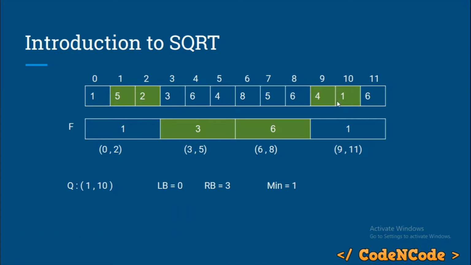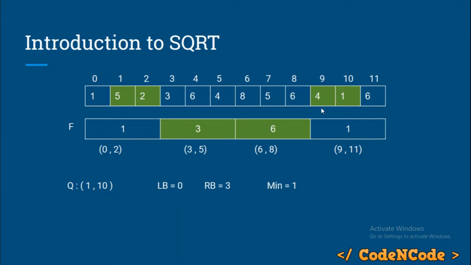we know the left block and the right block we are traversing linearly. So traversing linearly, two blocks would take 2 into square root of n time. Now the remaining blocks can be at max square root of n, because there are only square root of n blocks. So at max the query would be answered in 3 into square root of n time, which is as good as square root of n time. So each query can be answered in square root of n time using square root decomposition.